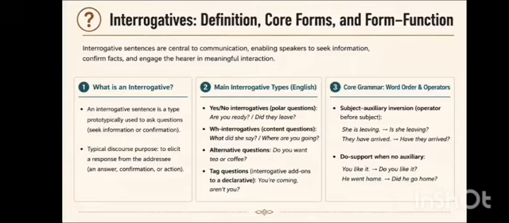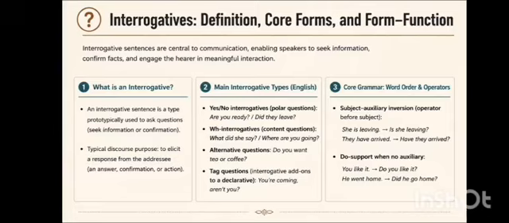And we have tag questions. These are short interrogative phrases added to the end of a declarative statement. They are used to confirm information or to encourage agreement and interaction. For example, you're coming, aren't you?